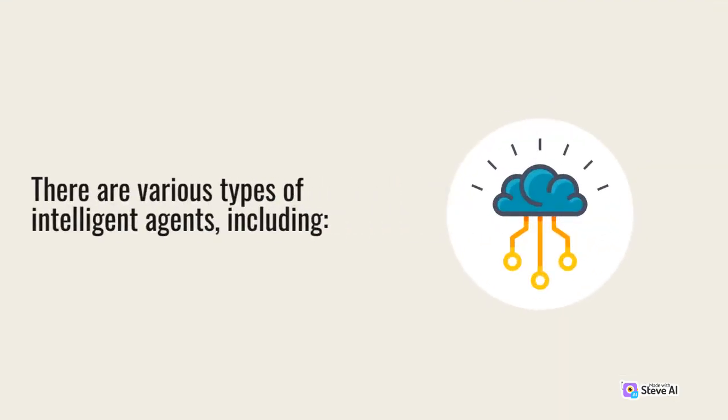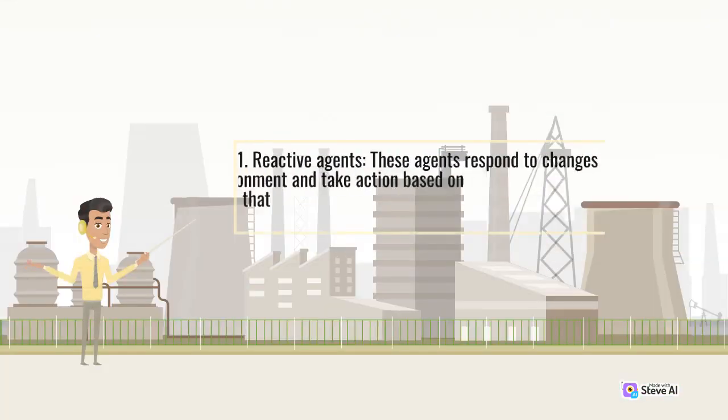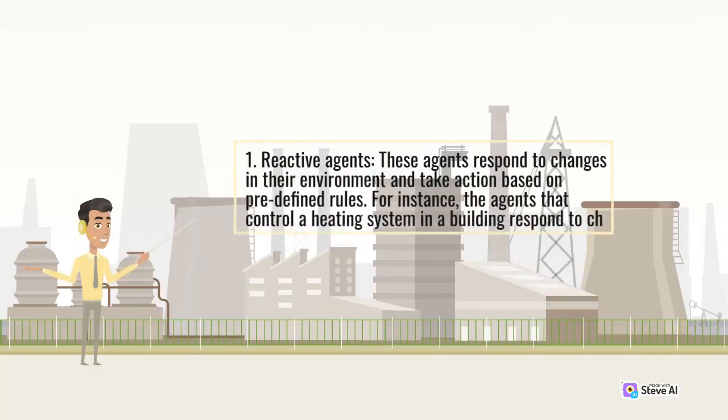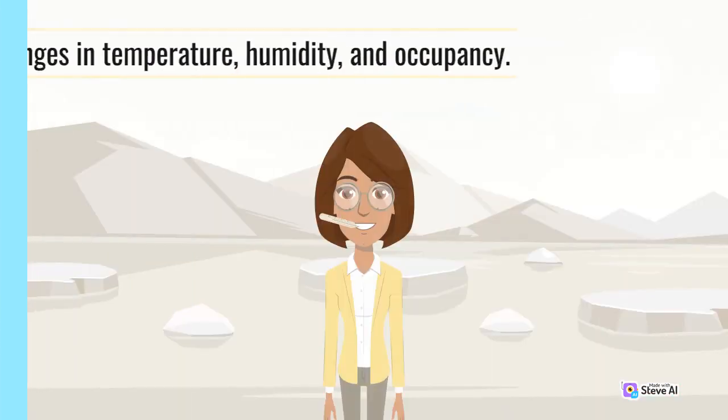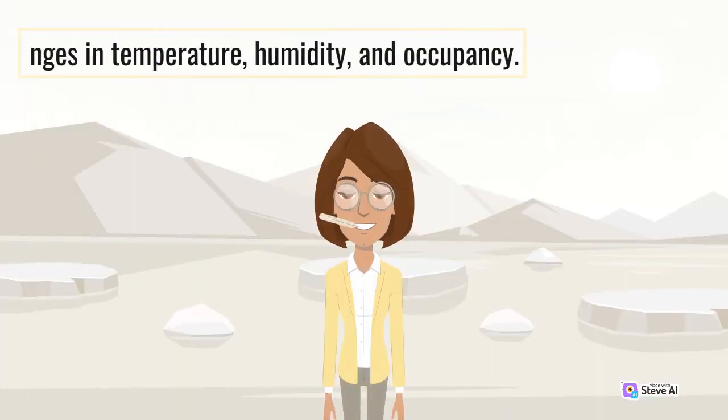There are various types of intelligent agents, including 1. Reactive agents. These agents respond to changes in their environment and take action based on predefined rules. For instance, the agents that control a heating system in a building respond to changes in temperature, humidity, and occupancy.